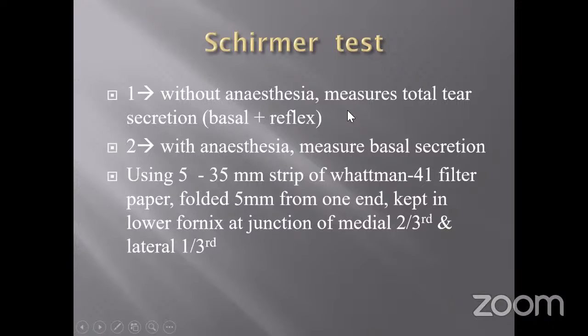Actually, we have two types of Schirmer's test: Schirmer's test 1 and Schirmer's test 2. Schirmer's test 1 is done without anesthesia. With anesthesia, we are abolishing the reflex secretion. So without anesthesia, it measures the total tear secretion. In the initial slides I mentioned two types of secretion, basal as well as reflex secretion. So without anesthesia we can measure both types of secretion, the basal resting secretion as well as the reflex secretion. But with anesthesia, it measures only the basal secretion because the reflex secretion is abolished.